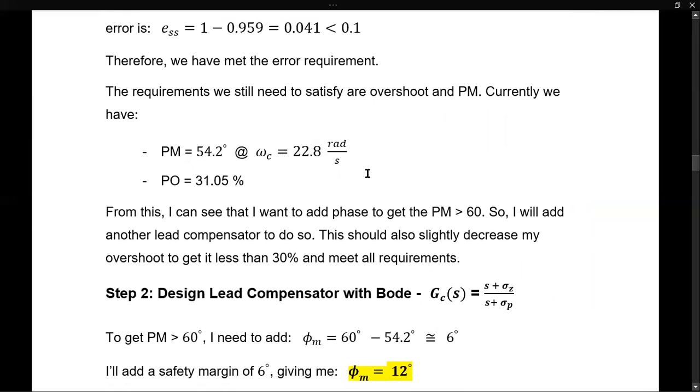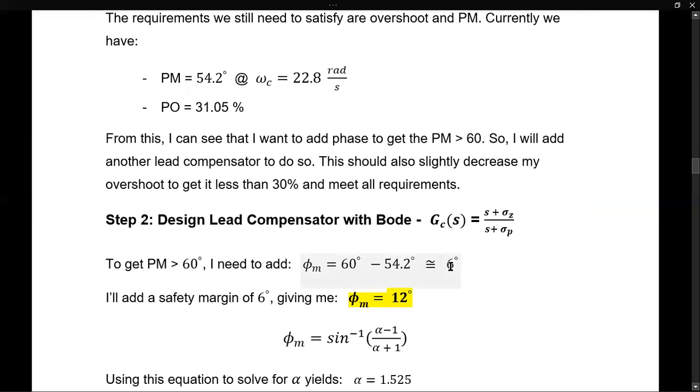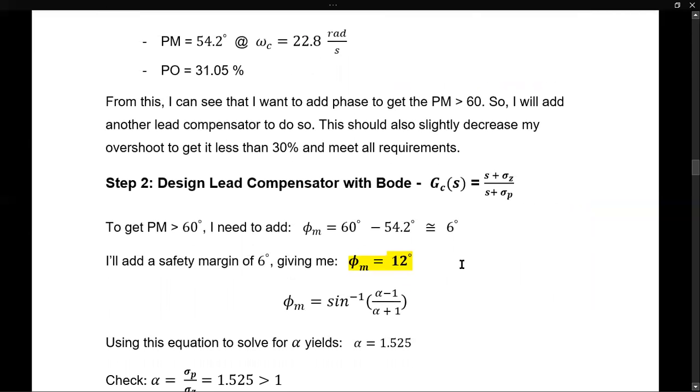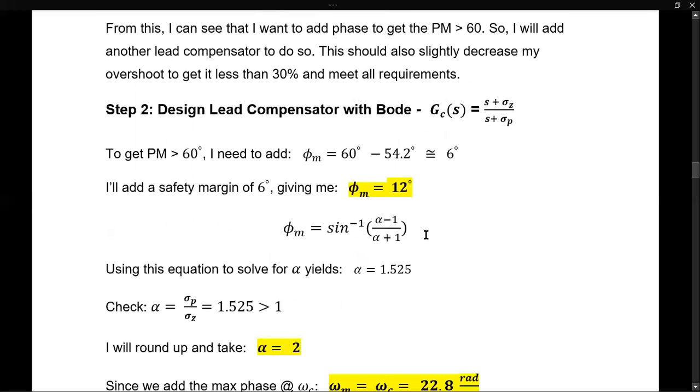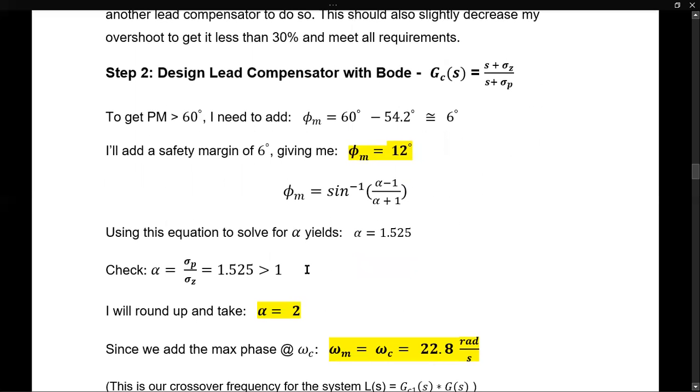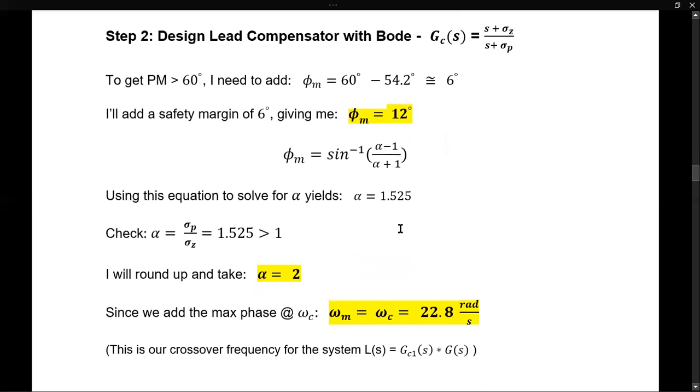So since we want the phase margin above 60, I will add another lead compensator since we want to add roughly 6 degrees of phase, which is shown here, and I'll take a safety margin of 6, giving us 12 degrees. So solving the equation for alpha, we find alpha is equal to 1.5. Again, double check that it's greater than 1 for a lead compensator. It is, and I'll take alpha equal to 2, rounding up.